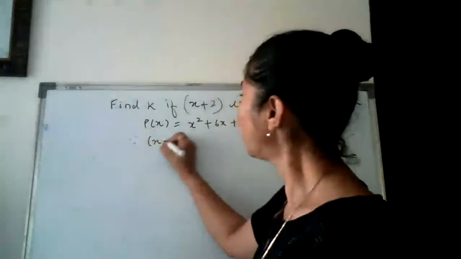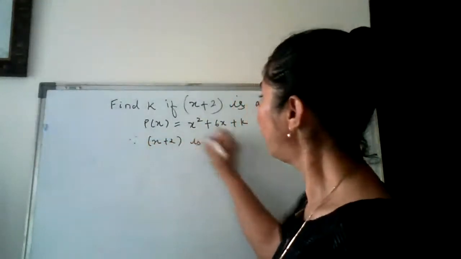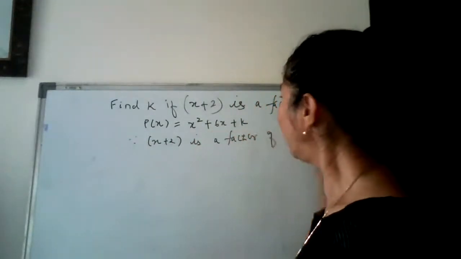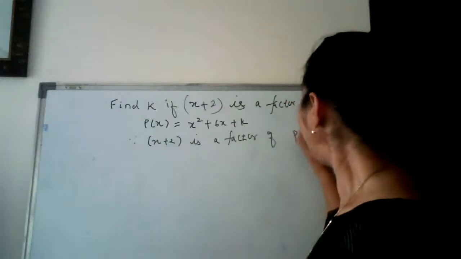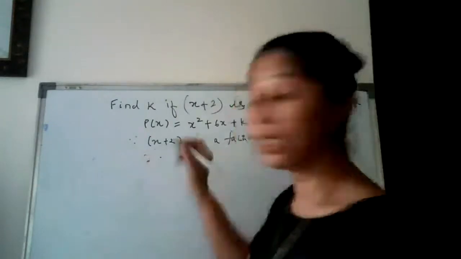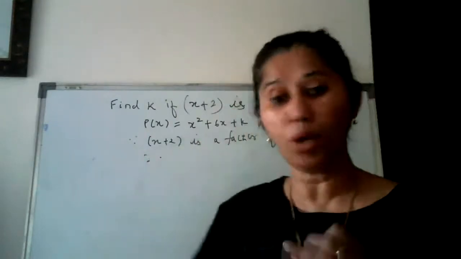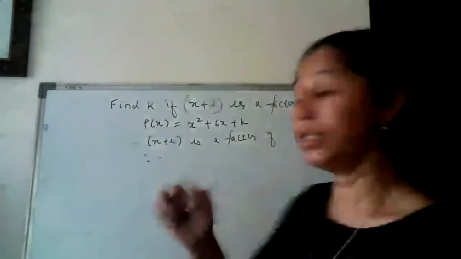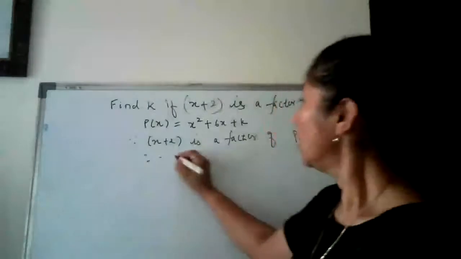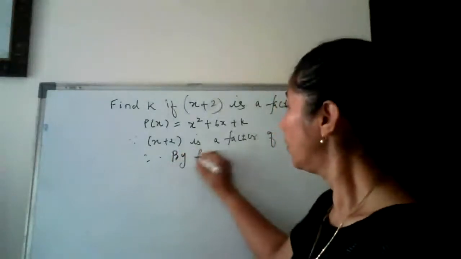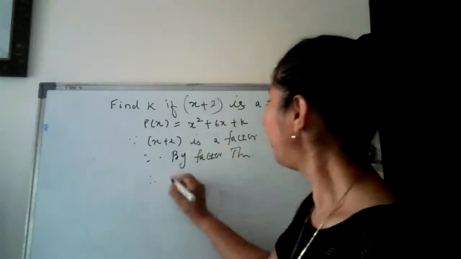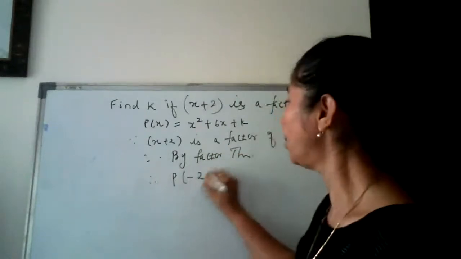Since x plus 2 is a factor of p(x), तो कौन सा थ्योरम अप्लाई कर रहे हैं, प्लीज ये लिखना बहुत जरूरी है कि आप कौन सा थ्योरम अप्लाई कर रहे हो. So please mention it here because it carries the marks. Therefore, by factor theorem, yeah, already somebody has given the answer. Very true. Therefore, p of minus 2 is equal to 0.